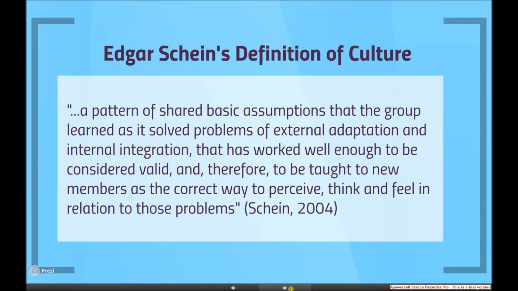Edgar Schein defines culture as a pattern of shared basic assumptions that the group learned as it solved problems of external adaptation and internal integration that has worked well enough to be considered valid and therefore to be taught to new members as the correct way to perceive, think, and feel in relation to those problems. This definition set the foundation for understanding that culture is developed through communicative acts and not by an individual creating acts.